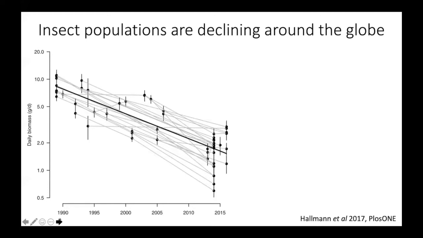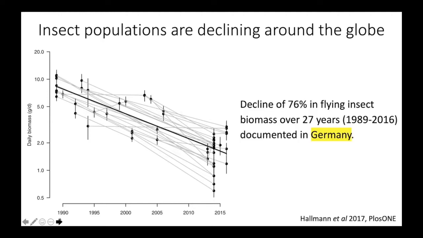So given how important insects are for many different aspects of our ecosystems, it's really disturbing that insect populations are declining worldwide. Studies in a bunch of different locations have repeatedly found that insect populations are falling. One recent example made big headlines in 2017, and this was a study in Germany that looked at abundances of flying insects that were collected in standardized traps over 27 years from 1989 to 2016. And they found a 76% decline in insect biomass in Germany.